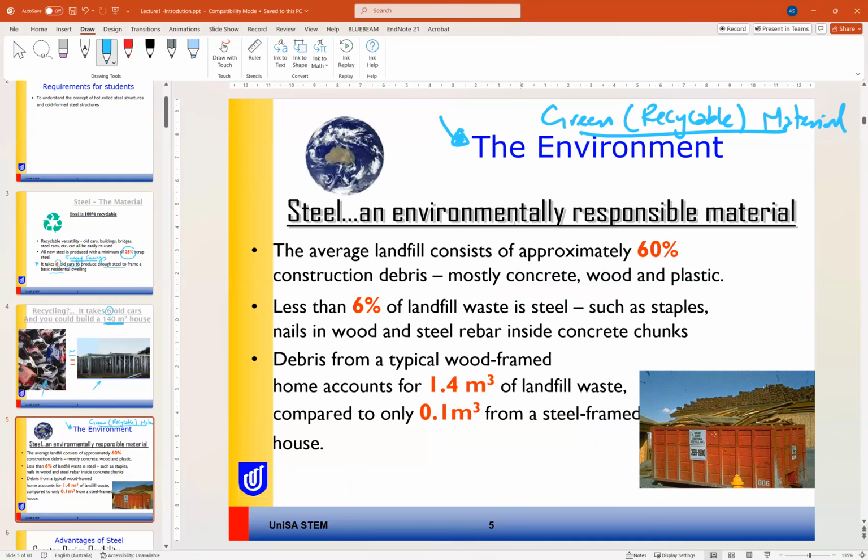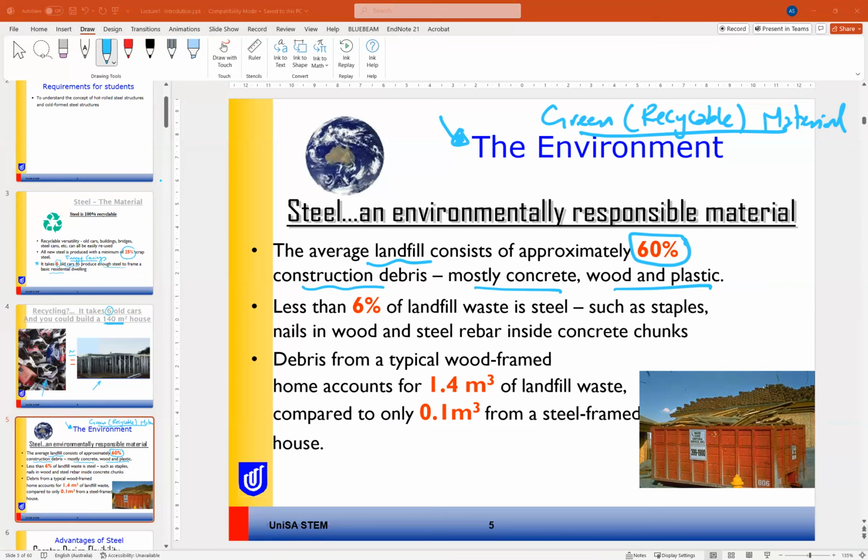So steel is an environmentally responsible material. The average landfill consists of approximately 60% construction debris, mostly concrete, wood, and plastic. So the landfill contains a lot of construction debris, about 60% of the landfill. So it would be a good thing to get rid of this scrap as soon as possible.